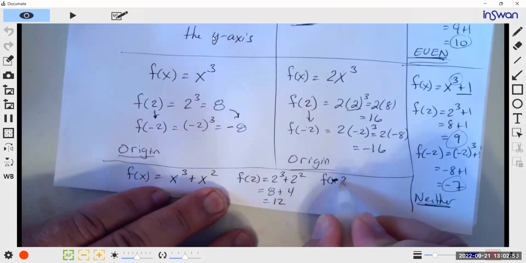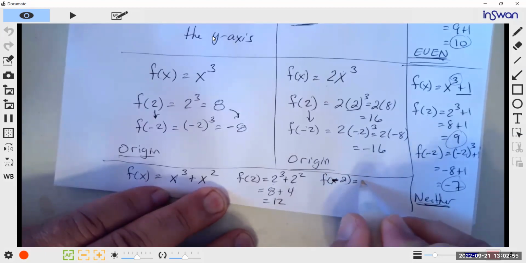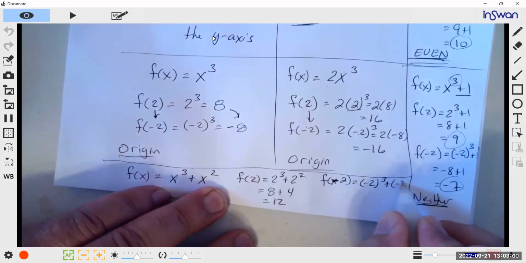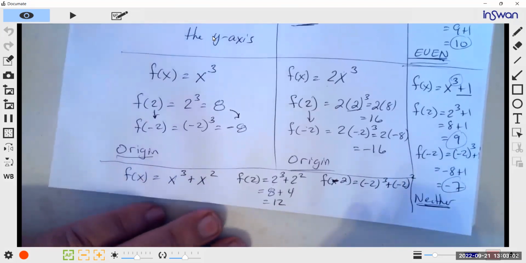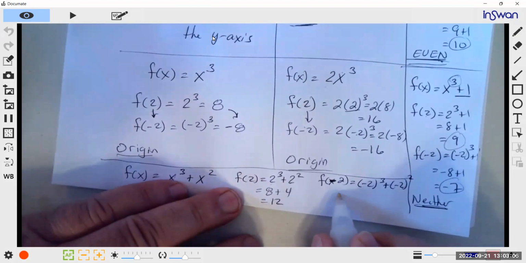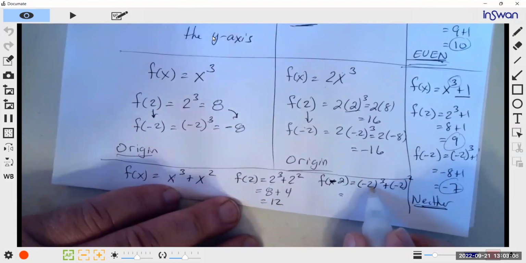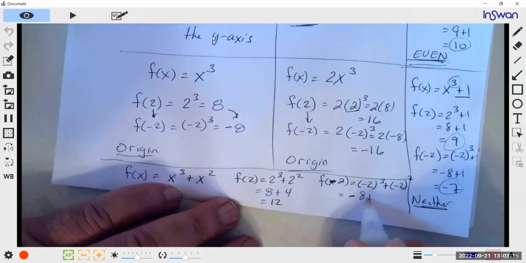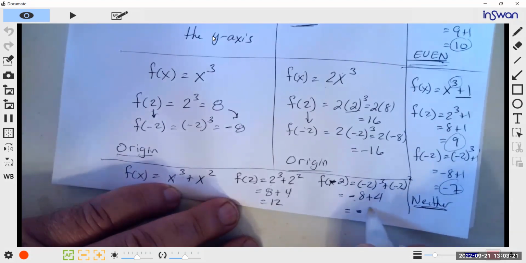Let's put a negative 2 inside there. Negative 2 cubed plus negative 2 squared. Remember, we're testing it if we have different exponents. Negative 2 cubed, negative, negative, negative makes a negative. 2 times 2 times 2 is 8. Negative 2 squared is 4. 8 is bigger than 4, it's negative. 8 minus 4 is 4.